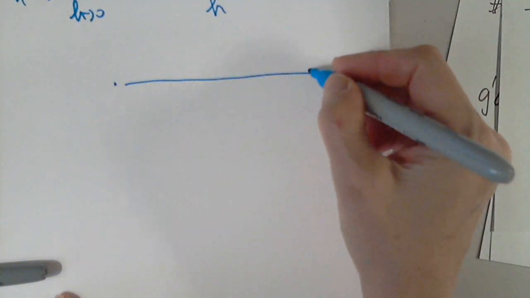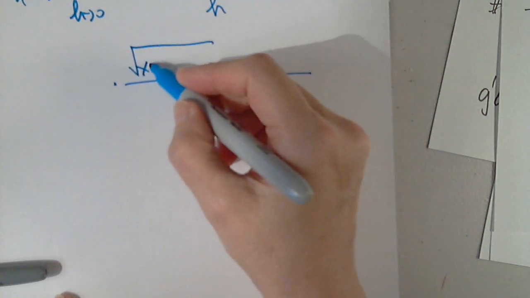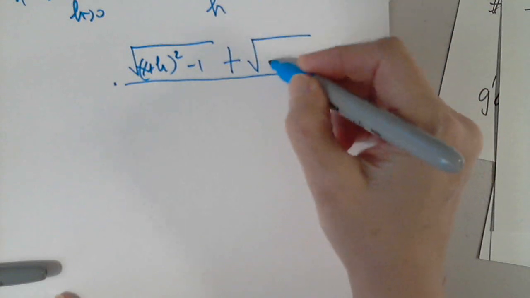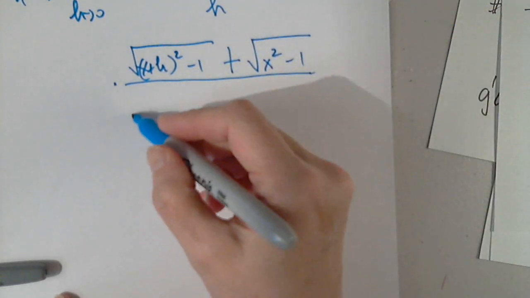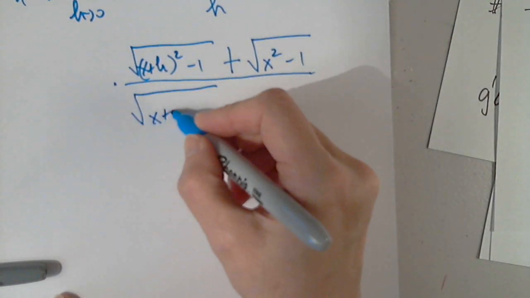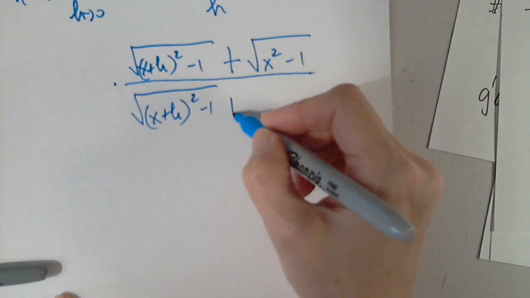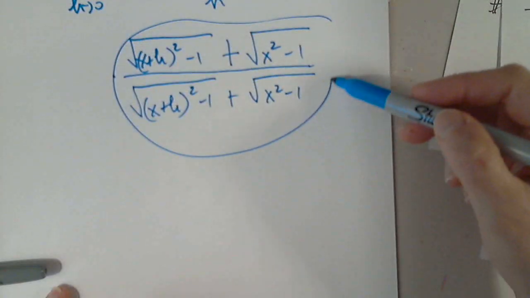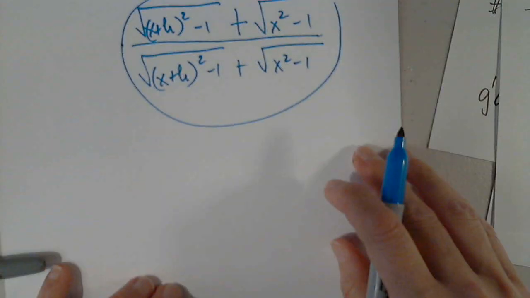Okay, so my only chance is to rationalize with the square root of (x plus h) squared minus 1 plus the square root of x squared minus 1, over (x plus h) squared minus 1 plus the square root of x squared minus 1. This is 1. So we're not changing anything really.